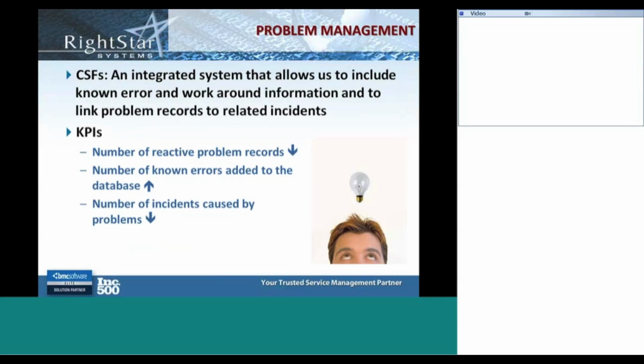Problem management is very different from incident management in that for problem management, we want to not just resolve or restore the service quickly, we want to get to the root cause. So we want to make sure that we are capturing known error information. We want to be sure that we are not causing incidents through problems to the services or to the infrastructure.